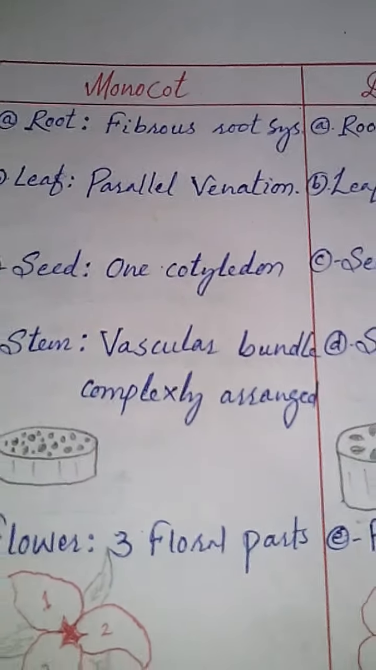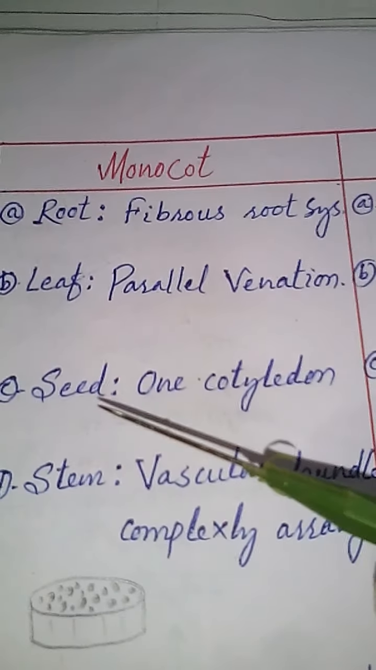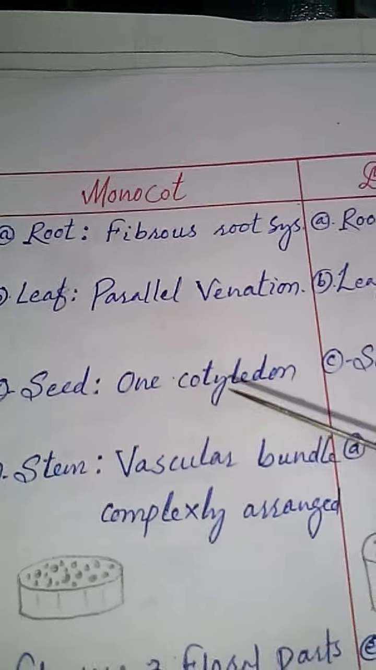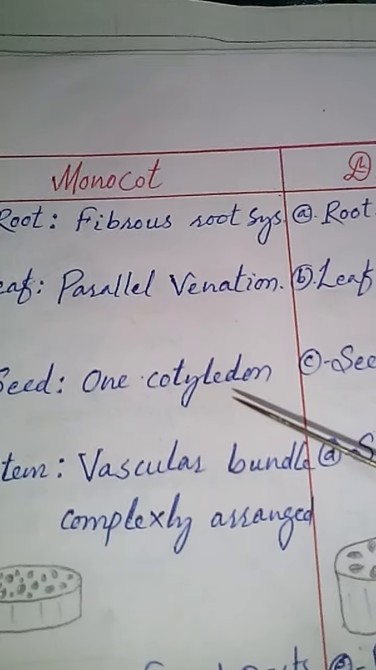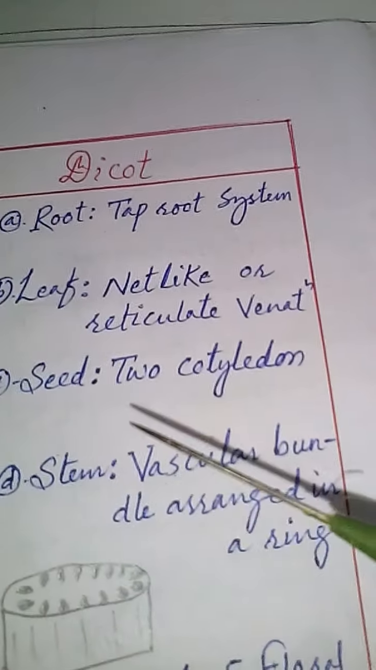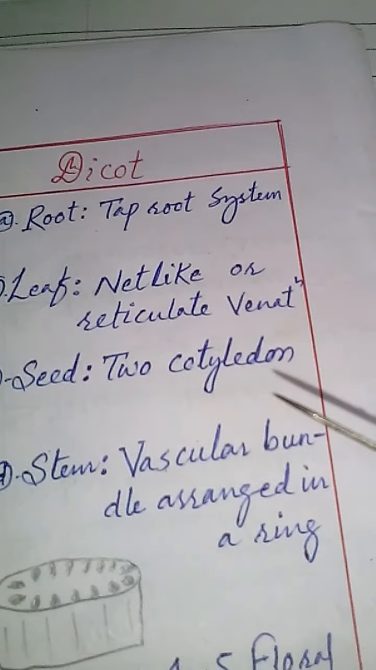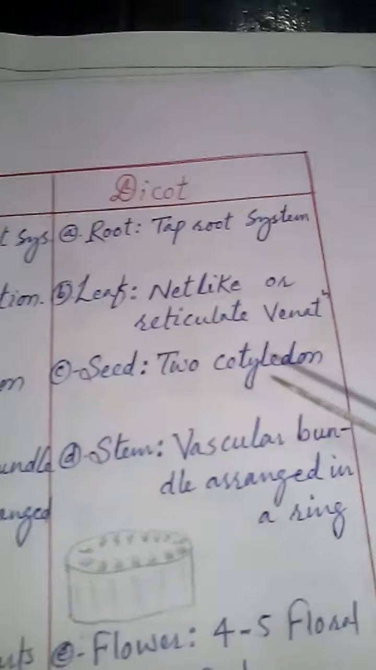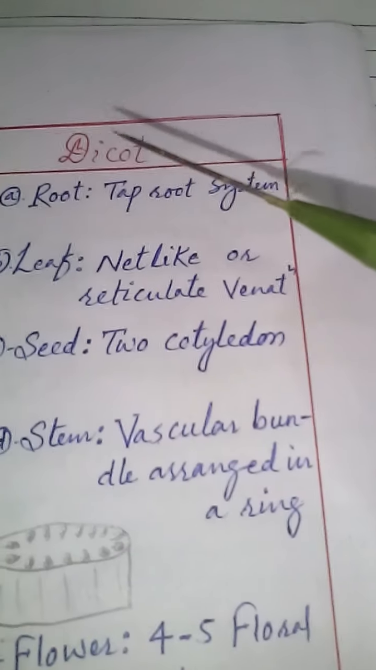Then the next point regarding the seeds. The seeds of the monocotyledon show the presence of only one cotyledon in the embryo, while the seeds of the dicotyledonous plants show two cotyledons in their seed. If one cotyledon is there, it is called monocot. If two cotyledons are there, it is called dicot.